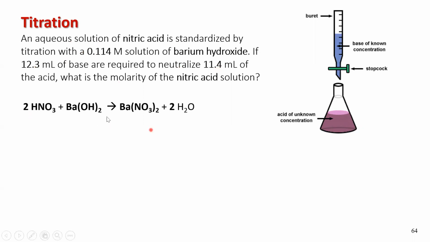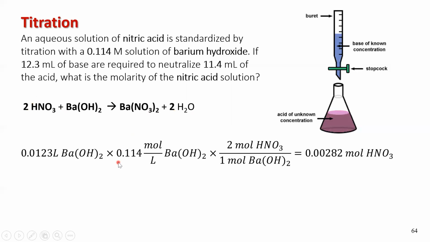So here's our reaction. Nitric acid is HNO3. Barium hydroxide is Ba(OH)2. It's a double displacement reaction. It's a non-redox reaction, and it's an acid-base reaction. We're going to produce barium nitrate, Ba(NO3)2, and water. And the stoichiometry is 2 to 1 to 1 to 2.